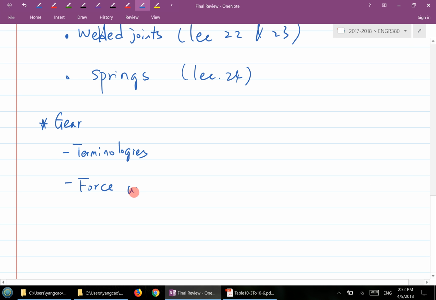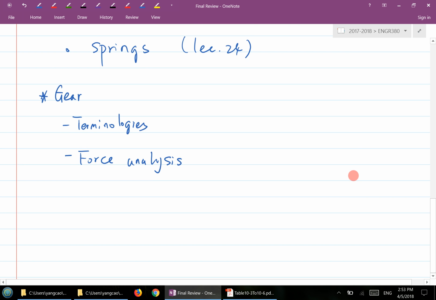And then force analysis. Force analysis, that's the basic one, which you pretty much actually learn even before the midterm. You learned a little bit here. Essentially, when you have two spur gears, what type of force exists? When you have two helical gears in mesh, what type of force exists? The helical gear, the difference is you create an axial force, along the shaft axis, and that's basically the difference.